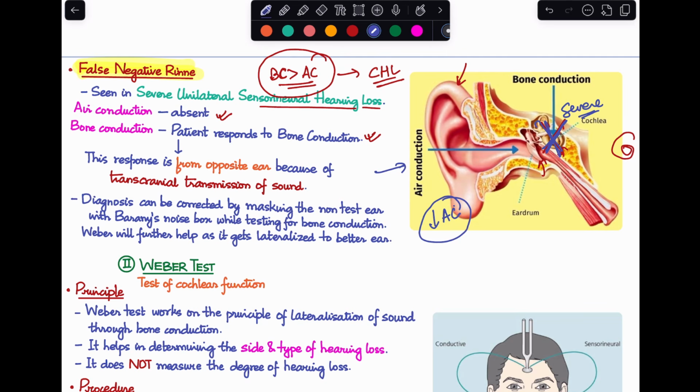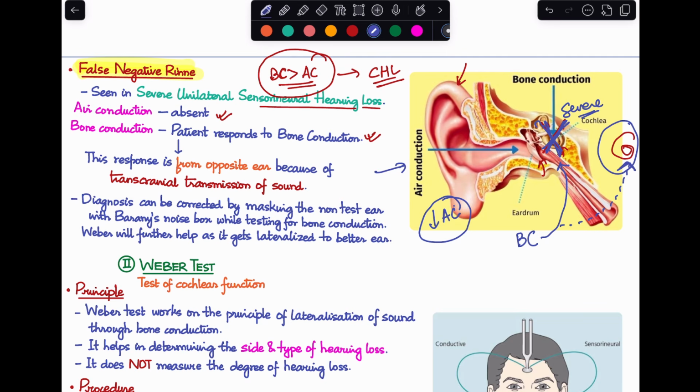Now, next is bone conduction. When we are trying to do bone conduction, it directly goes and stimulates the cochlea, right? So, in this case, when the sound is reaching the cochlea, it is not able to stimulate it. So, what is happening here? There is a transcranial transmission of sound happening where it ends up going to stimulate the cochlea of the other side. So, the other side here starts perceiving the sound that we are transmitting by the bone conduction.